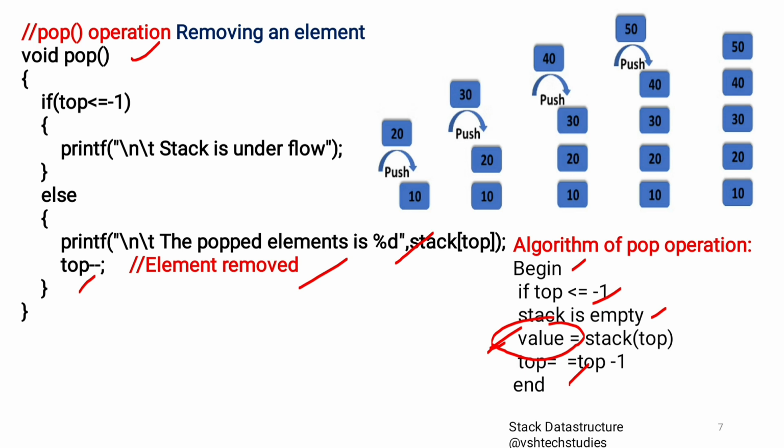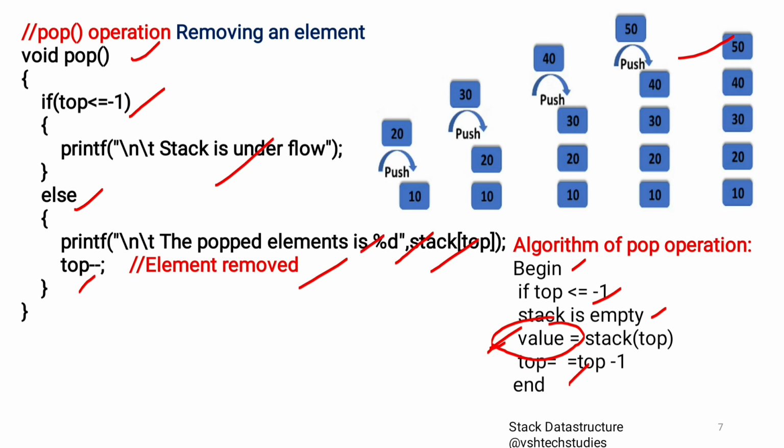Here, if top is less than or equal to -1, stack underflow or stack is empty is printed. Otherwise, there are some elements. The element that is at the stack top is printed.